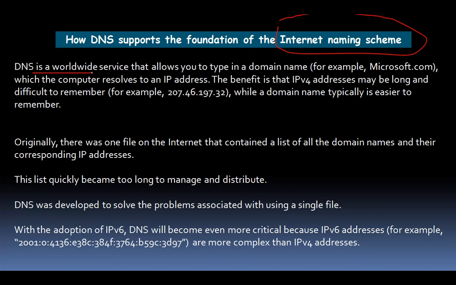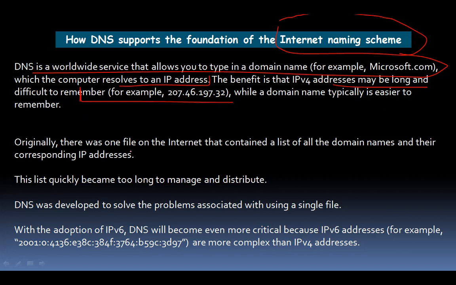DNS is a worldwide service that allows you to type a domain name, for example microsoft.com, which the computer resolves to an IP address. The benefit is that an IP version 4 address may be long and difficult to remember, while the domain name is typically easier to remember.